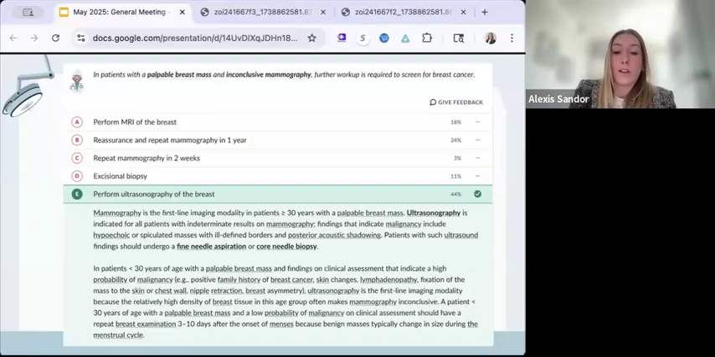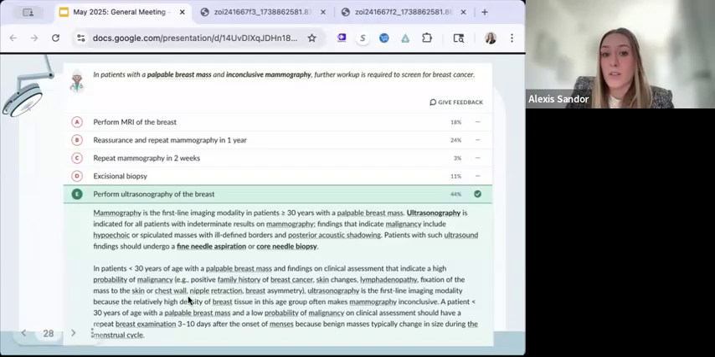Patients who are younger than 30 and have a palpable breast mass and findings on clinical assessment that indicate high probability of malignancy, and that can include positive family history of breast cancer, skin changes, lymphadenopathy, fixation of the mass specifically to the skin or chest wall, nipple retraction, breast asymmetry. So if you're under 30, ultrasound is the first-line imaging modality, just because when you're younger, you have a relatively higher density of breast tissue. And that often makes mammography inconclusive because it's harder to see.